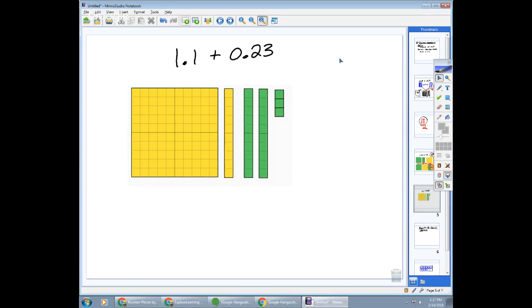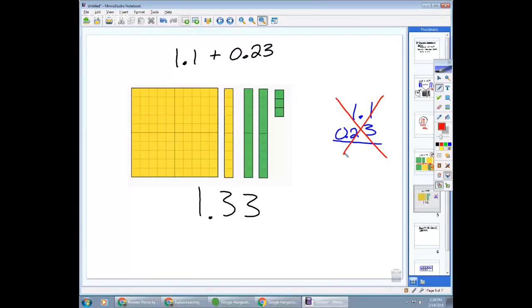So with the pieces, it's almost trivial, right? There's one whole, there's 3/10, and there's 3/100. A lot of kids are going to accidentally go like this and just line things up using the right side of the numbers, right? But we know that's not a good thing. We need to have decimals line up.